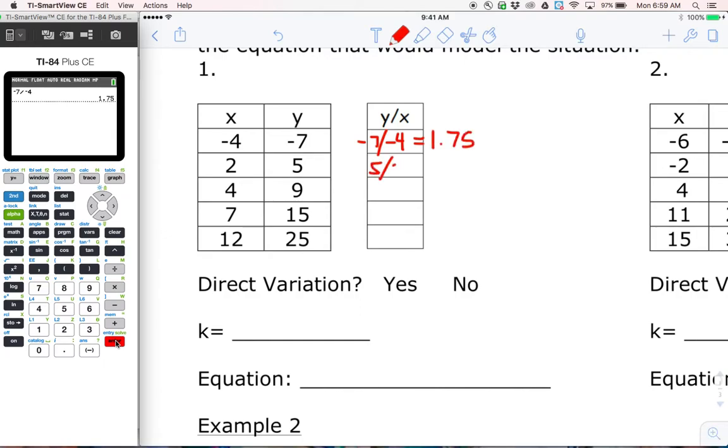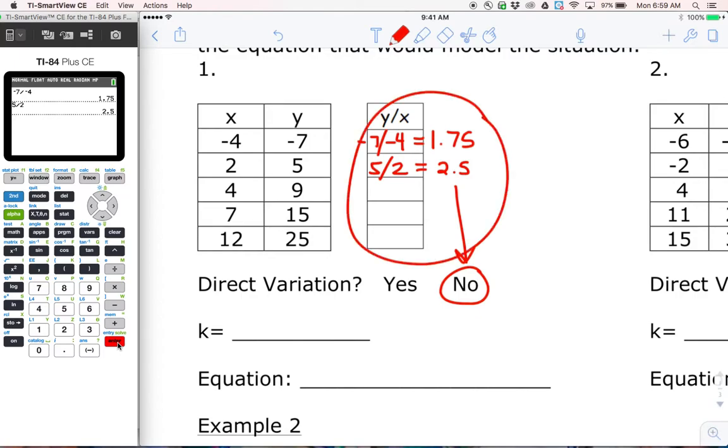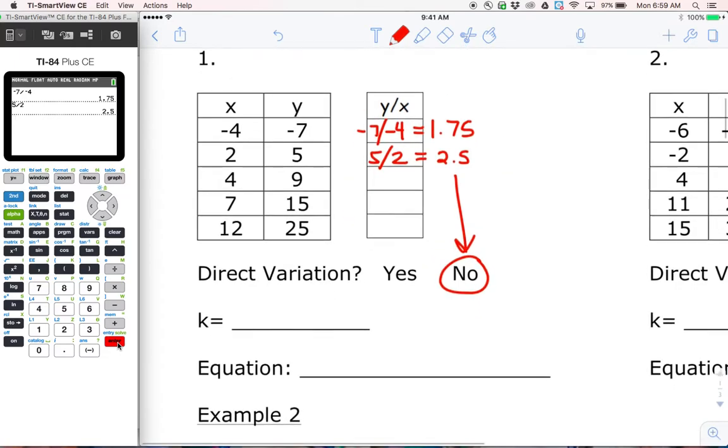Okay, so I'm getting 1.75 when I divide y by x. Well, what's 5 divided by 2? 5 divided by 2 is a different number, 2.5. So that means that no, because this is not constant. In a direct variation, these will all be constant. So we're going to say NA here, doesn't apply. We could get the equation actually. Let's get the equation just to prove to ourselves what's happening here.